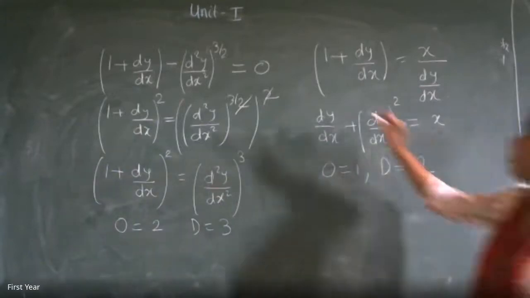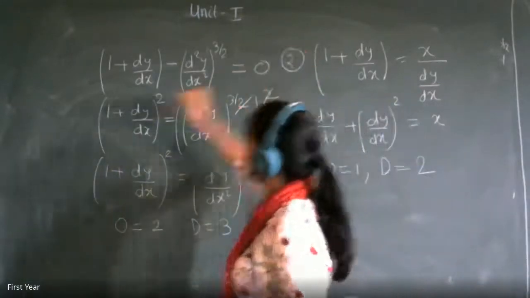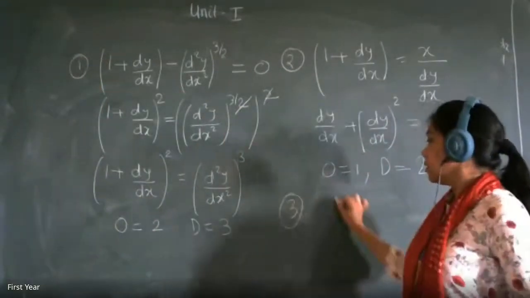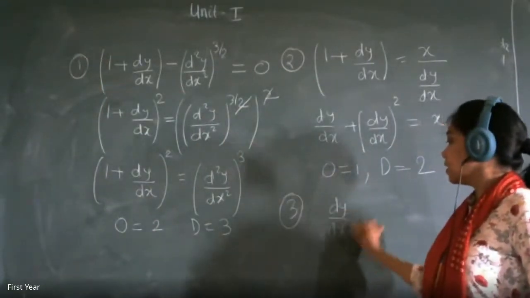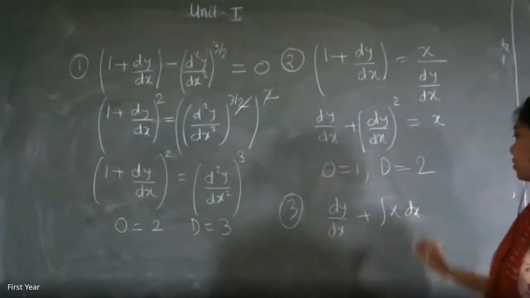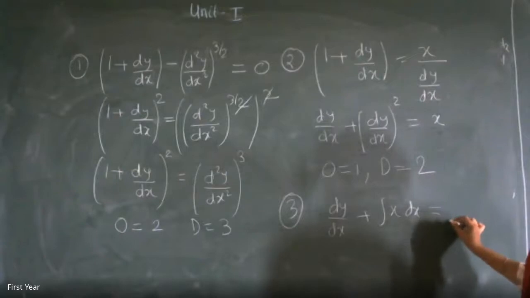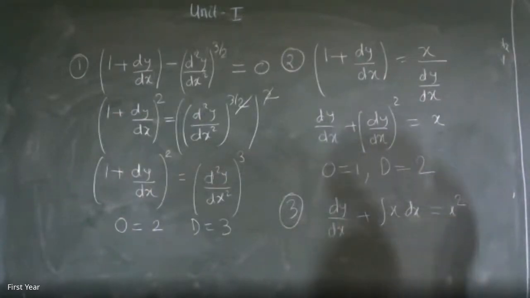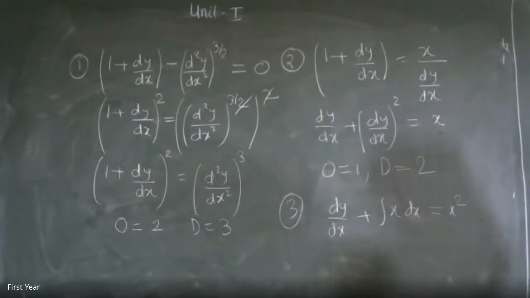I'll take one more example of integration. This is second, this is first, and the third one, let me take it. dy by dx plus integration of x dx is equal to, say, x square. This is our equation. Find the order and degree of this.